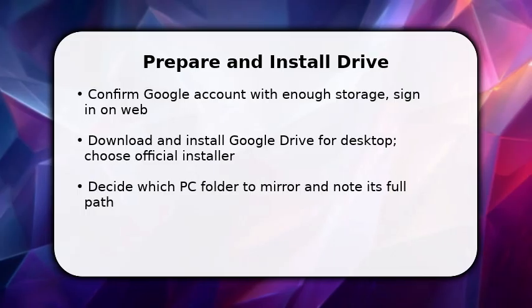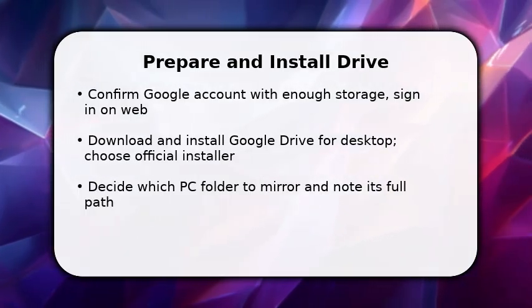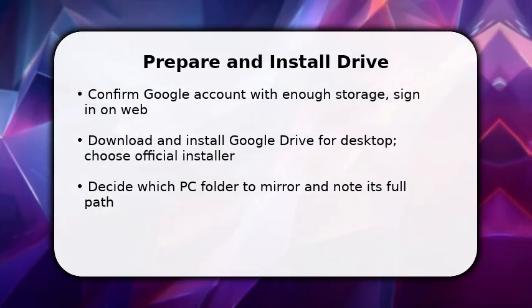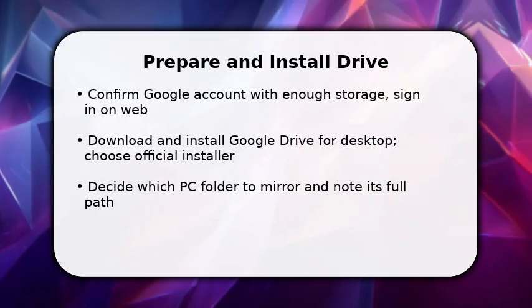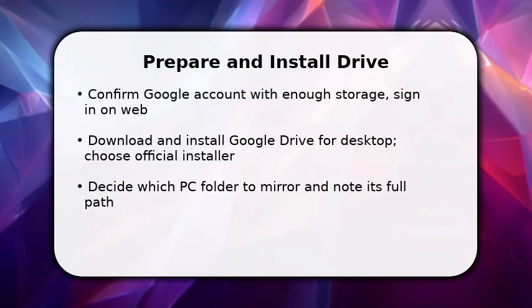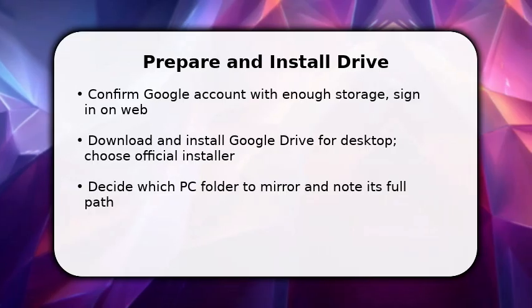You start by installing Google Drive for desktop and signing into the account that will store the files. Once signed in, grant permissions the installer requests so Drive can access your folders. Now choose the specific PC folder you want to sync and note its full path. This helps avoid mistakes when selecting it in the app.